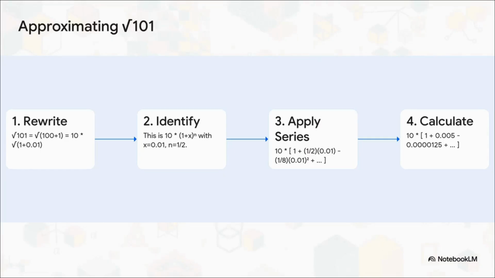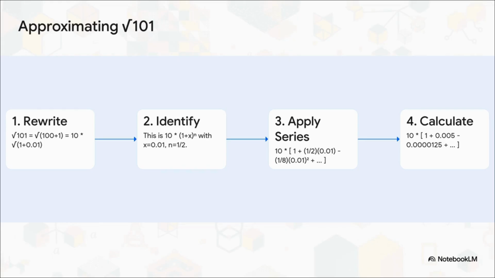Okay, check out this clever trick. The first thing we do is rewrite 101 as 100 plus 1. Why? Because 100 is a perfect square. We can pull that 100 out of the square root, and it becomes a 10 on the outside. And this leaves us with 10 times the square root of 1 plus 0.01. And would you look at that, the thing in the parenthesis is in that perfect (1 plus x) to the n form we need, where x is 0.01 and n is 1/2.